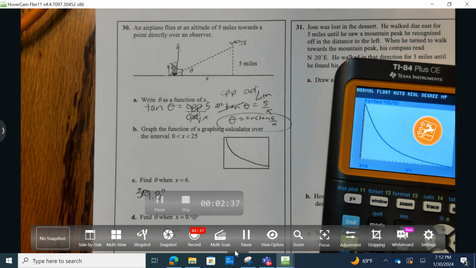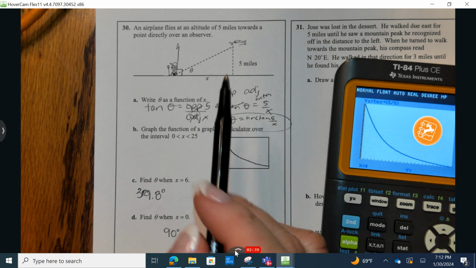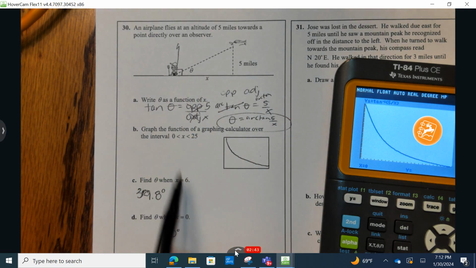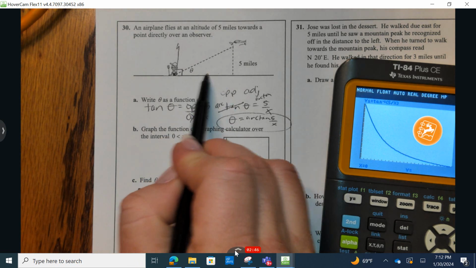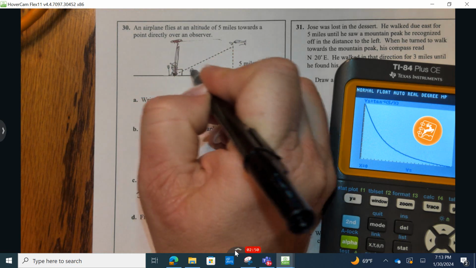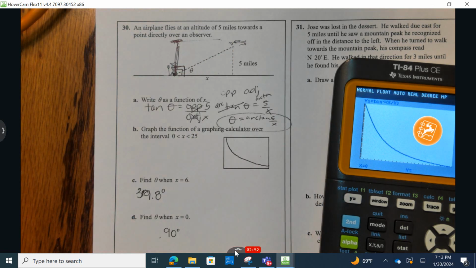I know that's a point of clarification for a lot of students are seeking. Again, if this distance does not exist, so it's not a distance of 6. If this distance does not exist, that means the plane would be directly overhead. If the plane is directly overhead, that's how we get the angle here of 90 degrees.